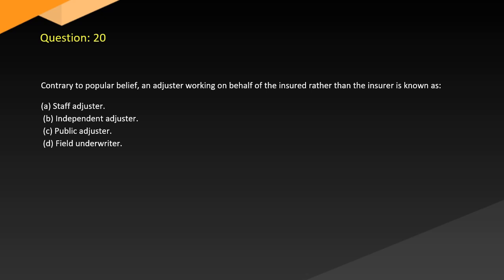Question 20. Contrary to popular belief, an adjuster working on behalf of the insured rather than the insurer is known as: A. Staff adjuster, B. Independent adjuster, C. Public adjuster, D. Field underwriter.